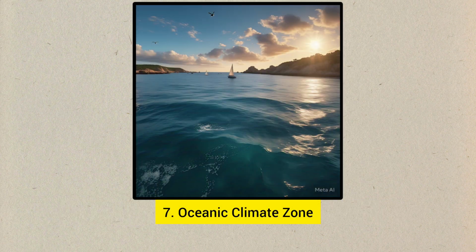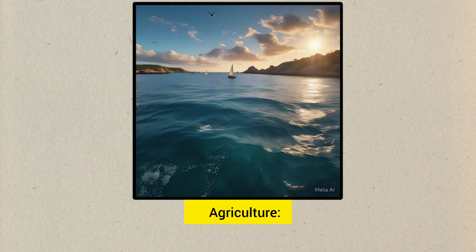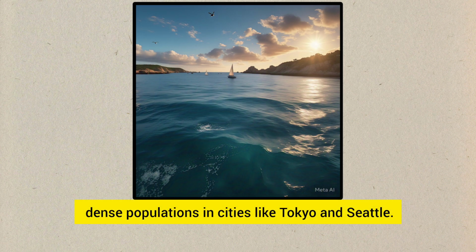7. Oceanic climate zone. Mild temperatures, high humidity, and significant rainfall near the oceans influences agriculture. Suitable for crops like tea, coffee, and citrus fruits. Settlements. Dense populations in cities like Tokyo and Seattle.